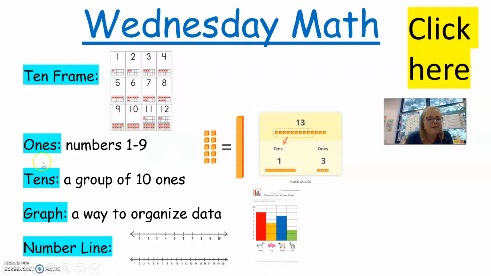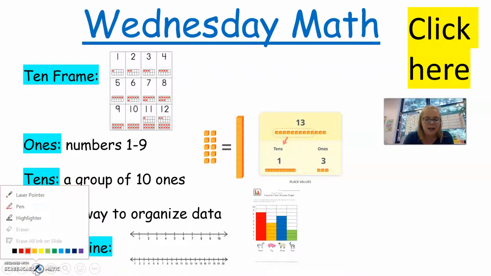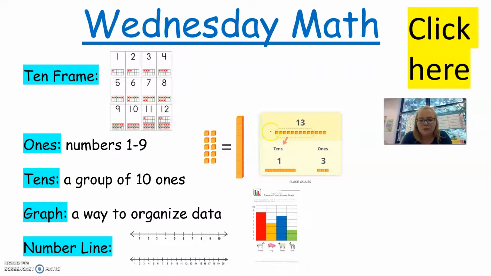All right, then we have ones and tens. Remember, ones are like numbers 1 through 9. When you get to 10, you have a group of 10. So tens is a group of 10 ones. To count that, if you were counting a set of objects, you would find your group of 10s. We have 1, 2, 3, 4, 5, 6, 7, 8, 9, 10.